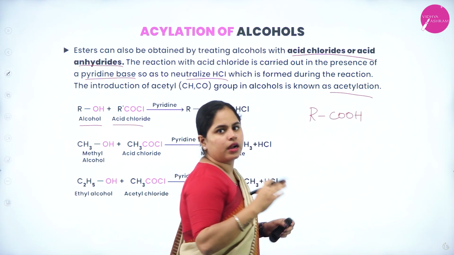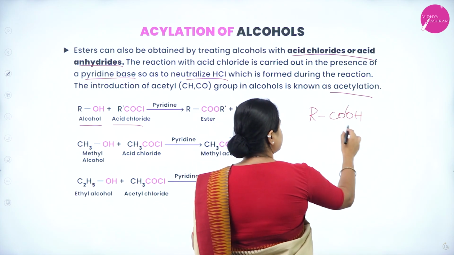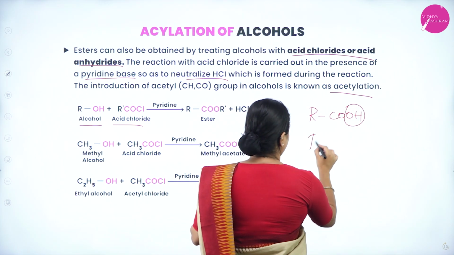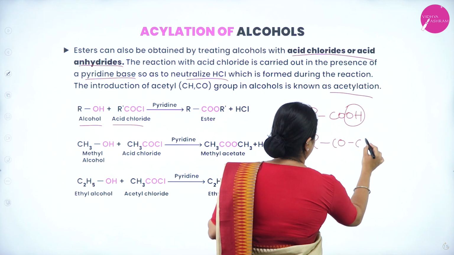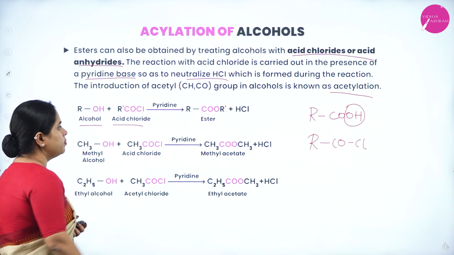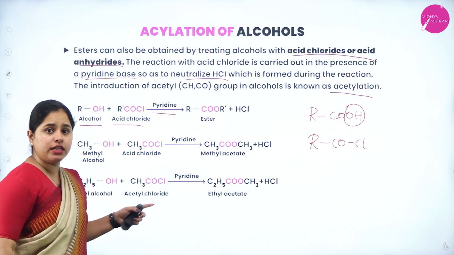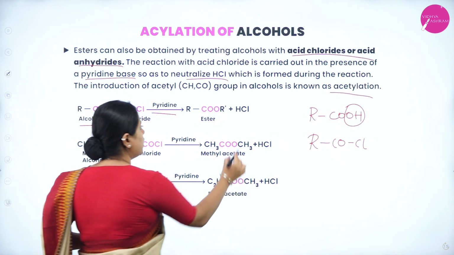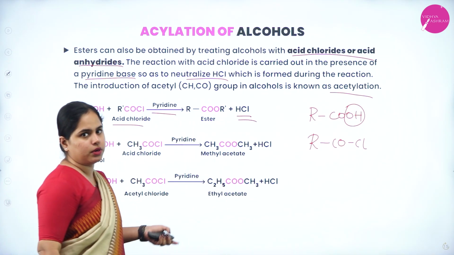RCOOH is your carboxylic acid. The OH is replaced by a chlorine. So you get RCOCl, right? OH is replaced by Cl. So that is called an acid chloride, in the presence of pyridine. Why is pyridine used? That reason is also given here: to remove this HCl, which is formed as a byproduct.